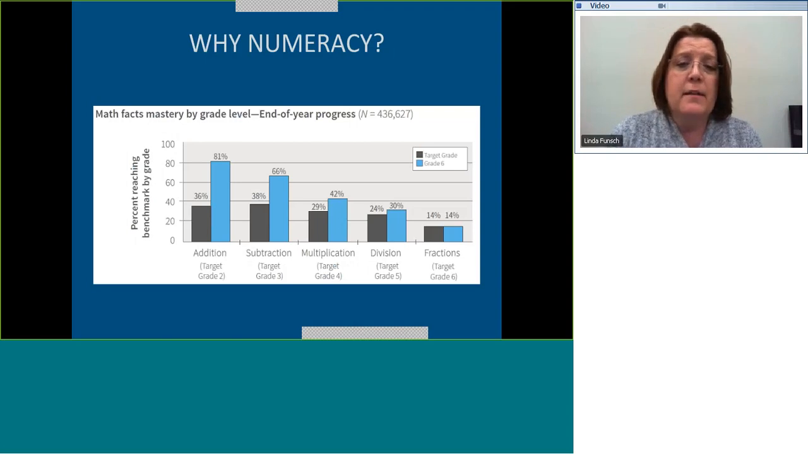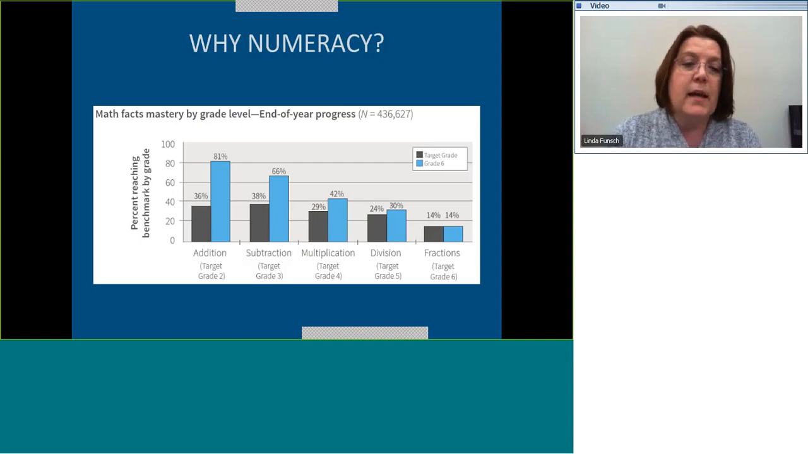If you look first at the black bar, we're looking at the target grade, and the expectation is listed below, so basically along the x-axis. So the first bar on the left shows addition at grade 2. That would be the target grade being to add with some larger numbers, perhaps not using hundreds or above 100, but to 100. And we see that only 36% of our second graders across the country, out of a sampling of over 435,000 students, was able to accurately solve these problems.